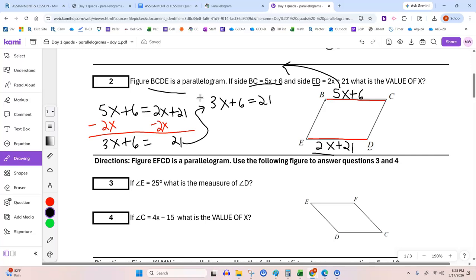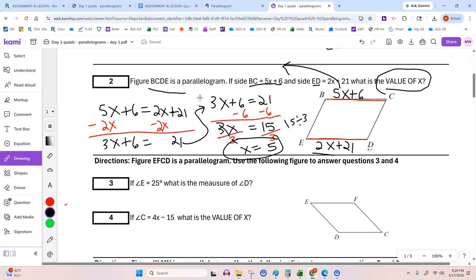Okay, now I'm going to combine the constants, which are the 6 and the 21. So minus 6 to both sides. And then I get 3x equals 21 minus 6, which is 15. And then I've got to get rid of the coefficient, so divide by 3 on both sides. So 3 divided by 3, x is equal to 15 divided by 3, which equals 5. So our value for x, because that's what we're solving for, is 5. So that's your answer for that one.